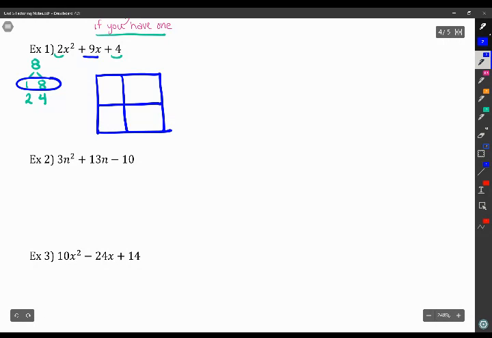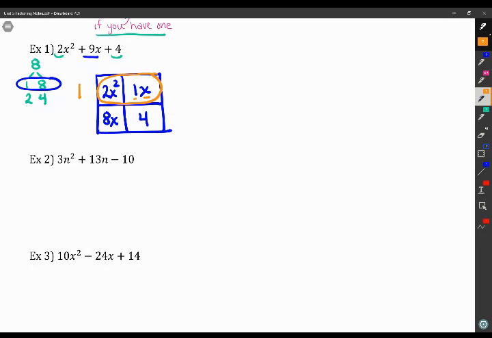Just like before, the first term goes in the first box. The last term goes in our last box. And the pair that we pick goes in the other two boxes. So we have 1x in one and 8x in the other. And then we take out our greatest common factor. So as we look at the first row, our smallest number is 1. And so we write it down, and a letter they have in common is x. The smallest power is 1, and so we just take 1 out. As we look at 8x and 4, our smallest number is 4. Does 4 go into 8 evenly? It does, so we write it down.